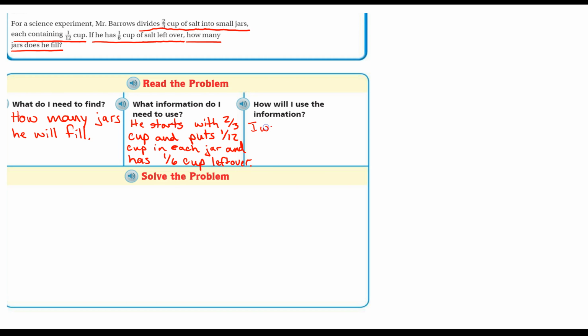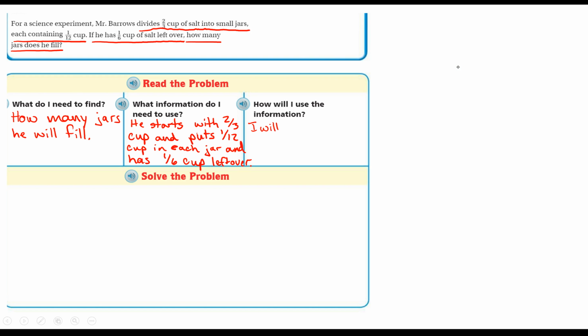I will draw a bar graph to model the problem. And let's do that now.